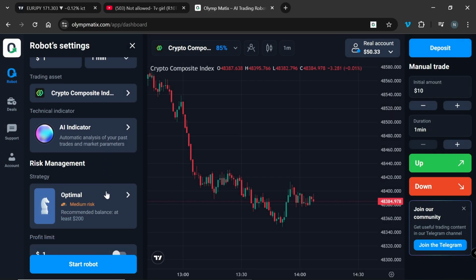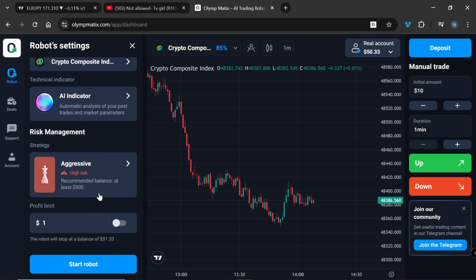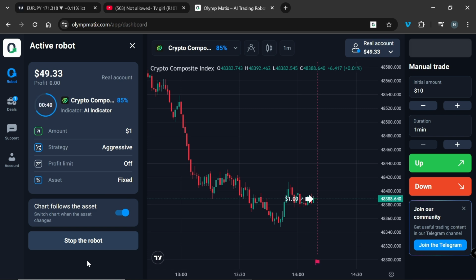And now let's test the aggressive strategy. The optimal was profitable, as you saw there. Our 10 minutes was amazing. We did manage to recover and we're up. So that's amazing. So let's start the robot here on aggressive, and then we see what's going on.